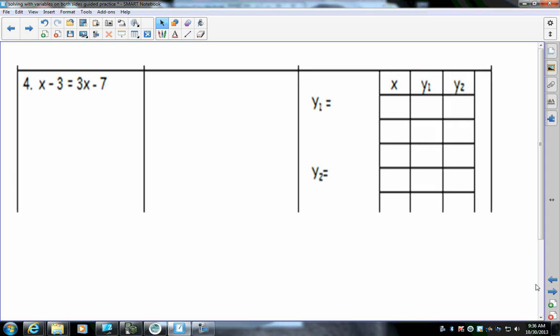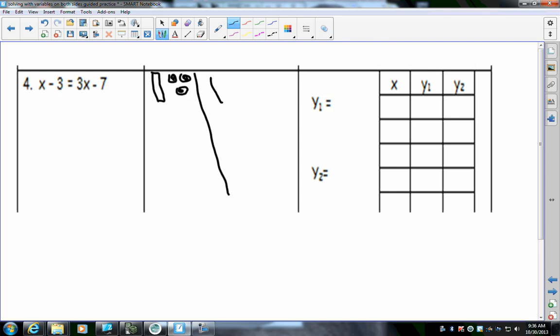Okay, number 4. Take a minute and try and do this one. I'll help you. I'll start you off by drawing the tiles. I have x and negative 3 negatives equals 3x, and then 7 negatives. All right, continue from there.